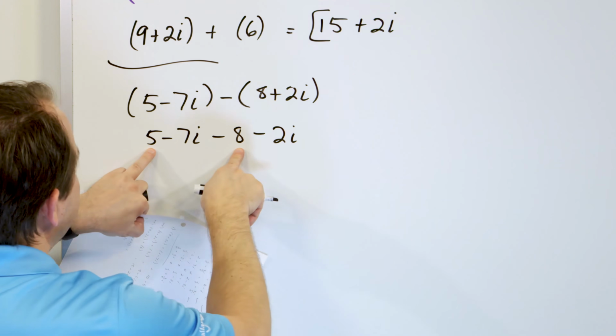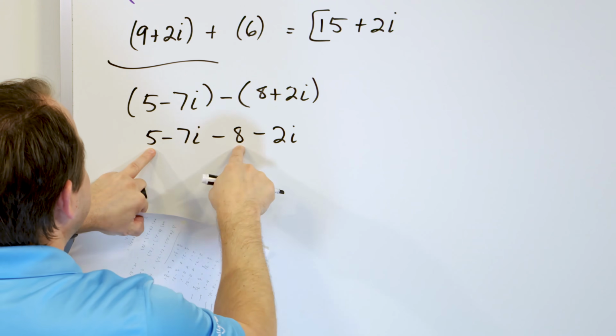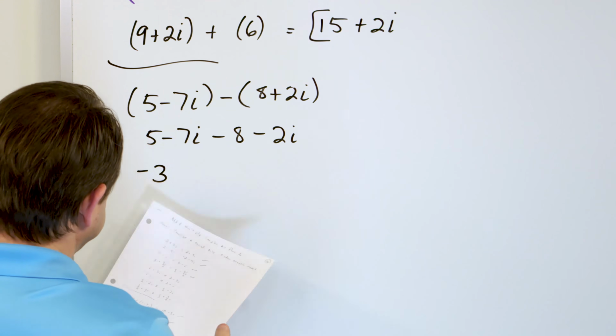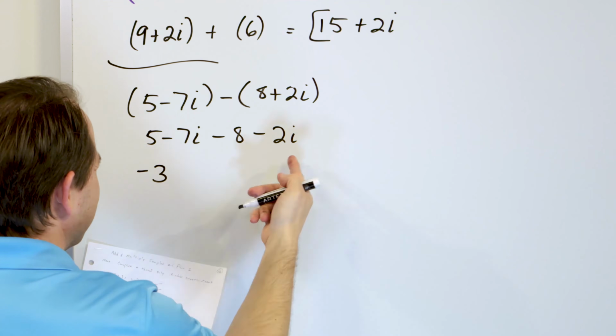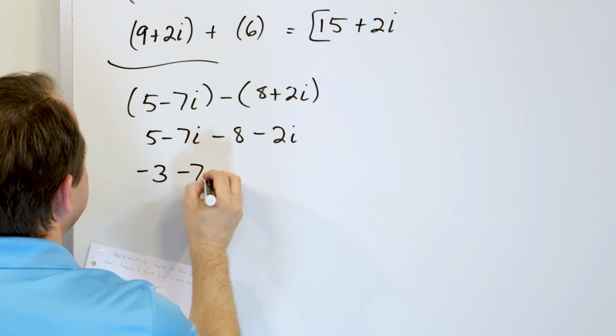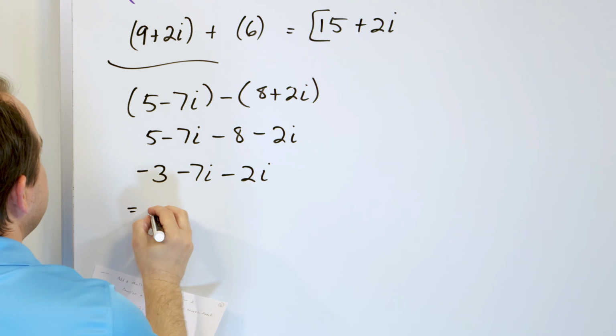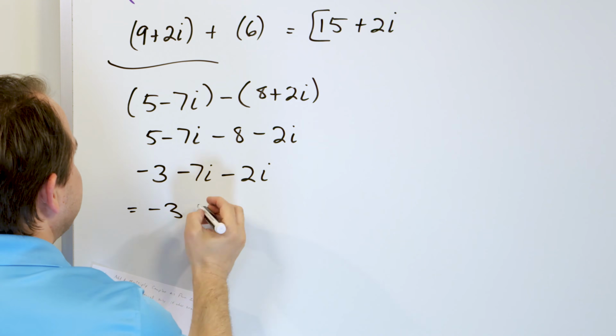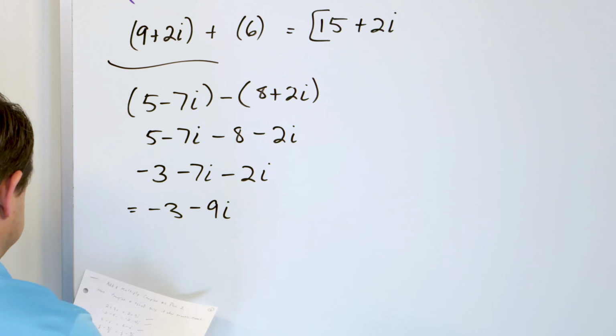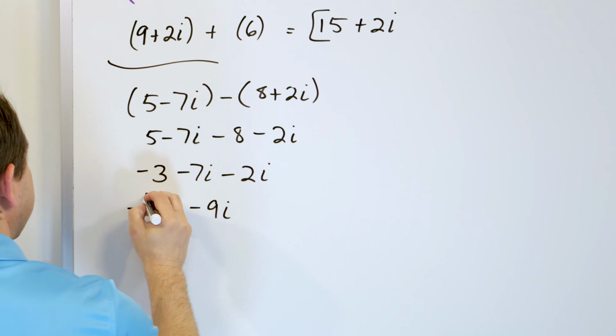The real part is going to be 5 minus 8. 5 minus 8 gives me negative 3. And then what you have left over, just for completeness, is the negative 7i and the negative 2i. And I can now add these together. Negative 7 minus 2 is negative 9i. So you get negative 3 minus 9i.